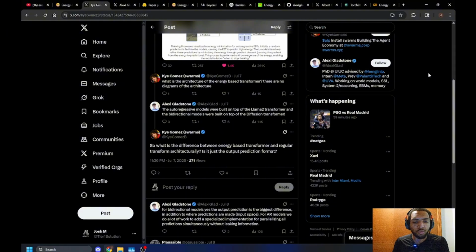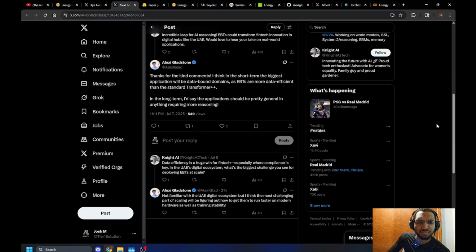What is the difference between energy-based transformers and regular transformers architecturally? Is it just the output prediction format? So for bidirectional models, yes, the output prediction is the biggest difference. In addition to where predictions are made, for the input space for autoregressive models, we do a lot of work to add a specialized implementation for parallelizing all predictions simultaneously without leaking information. So that's just a brief and basic overview of the actual core of the model itself.